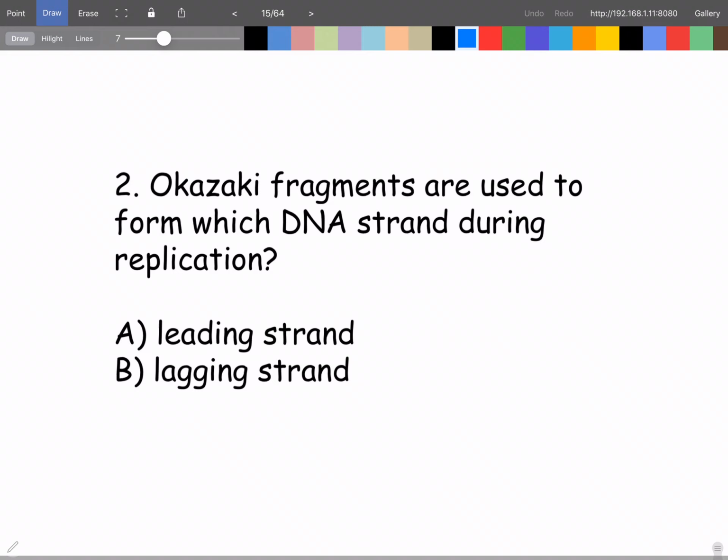So if I were to ask you this question, Okazaki fragments are used to form which DNA strands during replication? Okay, those are the short fragments that were made on the lagging strand, right? And this was the guy that discovered them. Okay, what would you say the answer is? Of course, B here. The lagging strand is the result of DNA polymerase working only in the 5' to 3' direction.